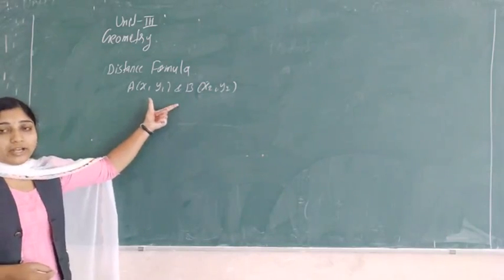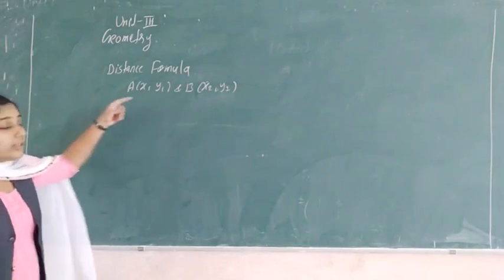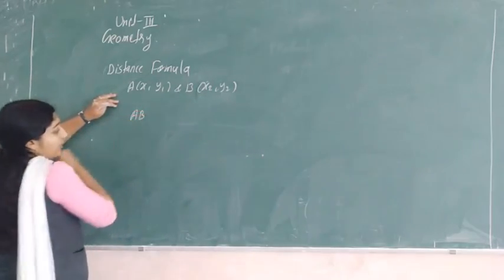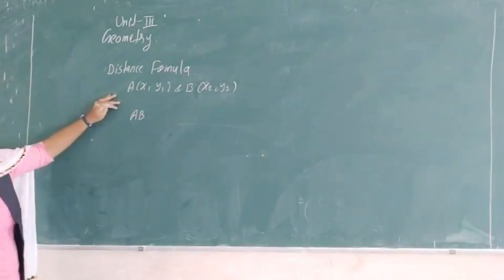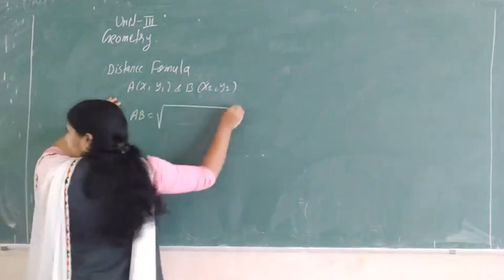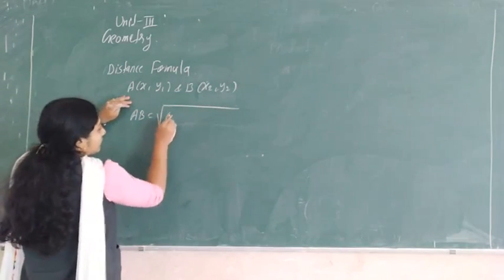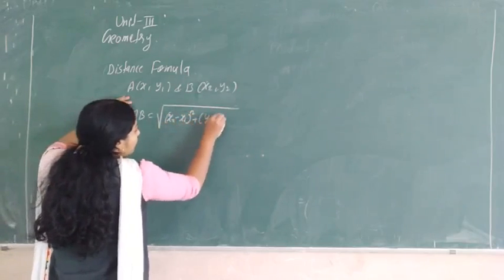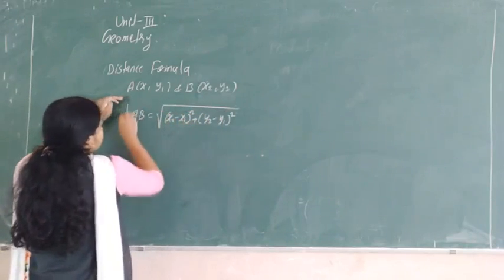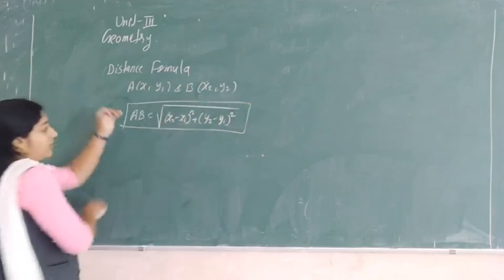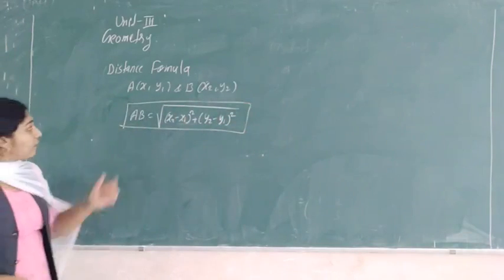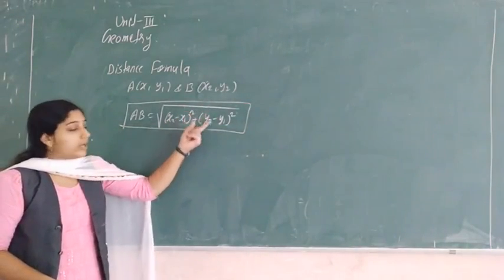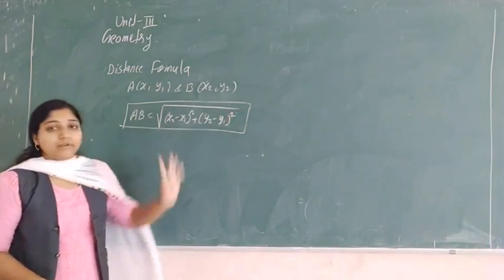Okay, if these two are any two points on this plane, then the distance between these two points, denoted by AB, is given by the square root of (x2 minus x1) whole square plus (y2 minus y1) whole square. Please remember this formula. The distance between any two points A and B is given by the square root of (x2 minus x1) whole square plus (y2 minus y1) whole square.